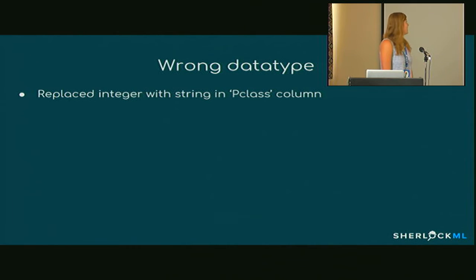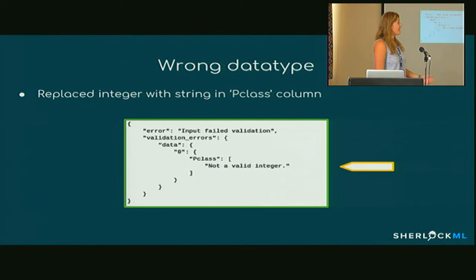The next example is where you have the wrong data type. Again, using the p-class column as an example, that is meant to have integers of values 1, 2, and 3. But we've just replaced it with a string. So again, you get the input validation error, but you also get specifics about what's wrong. Again, it says p-class, and it not only tells you that it's the wrong type, but it also tells you what the expected type is. So you know it's meant to be an integer, and it clearly wasn't an integer when you sent it.